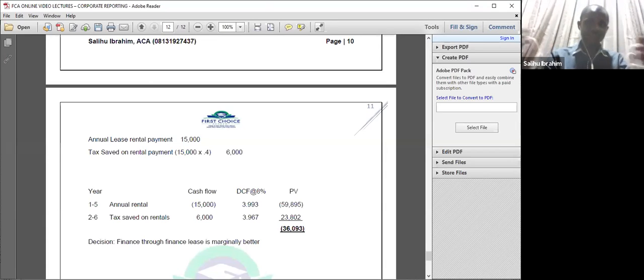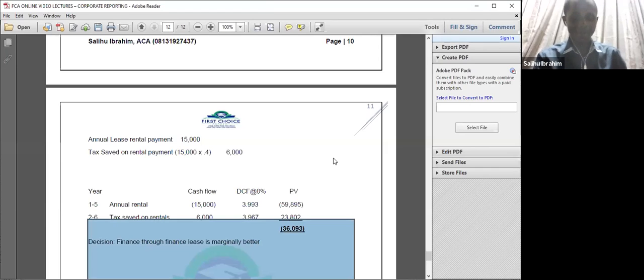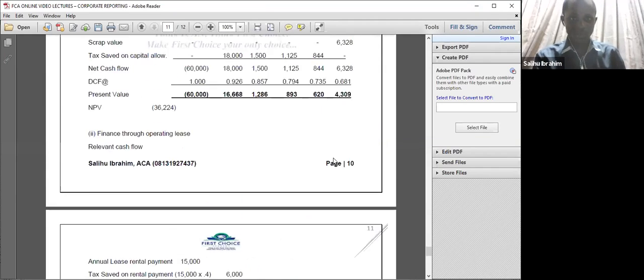Through operating lease, because that will reduce our cost of financing. So that is how to evaluate our lease or buy decision.